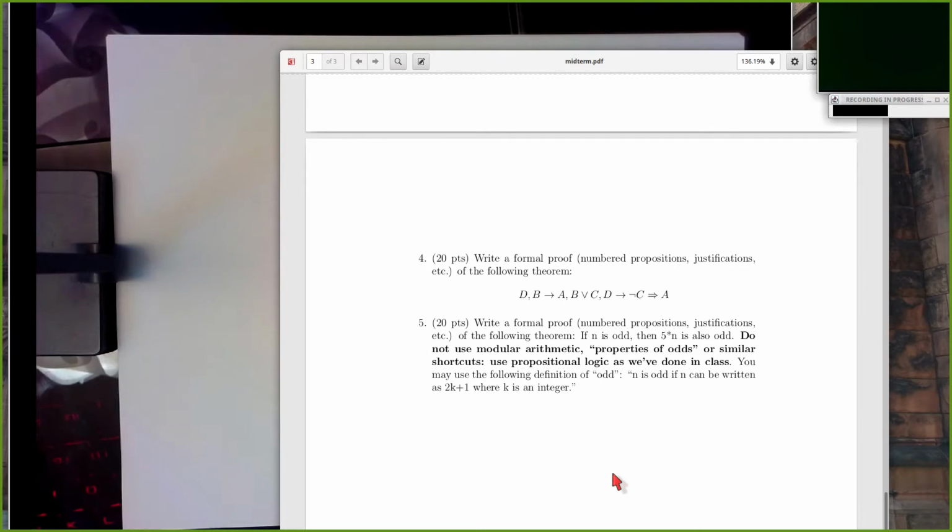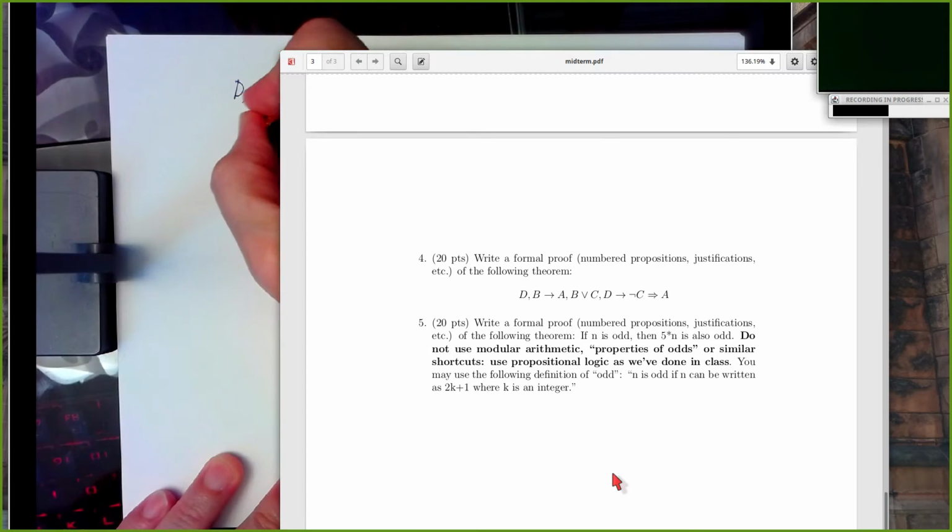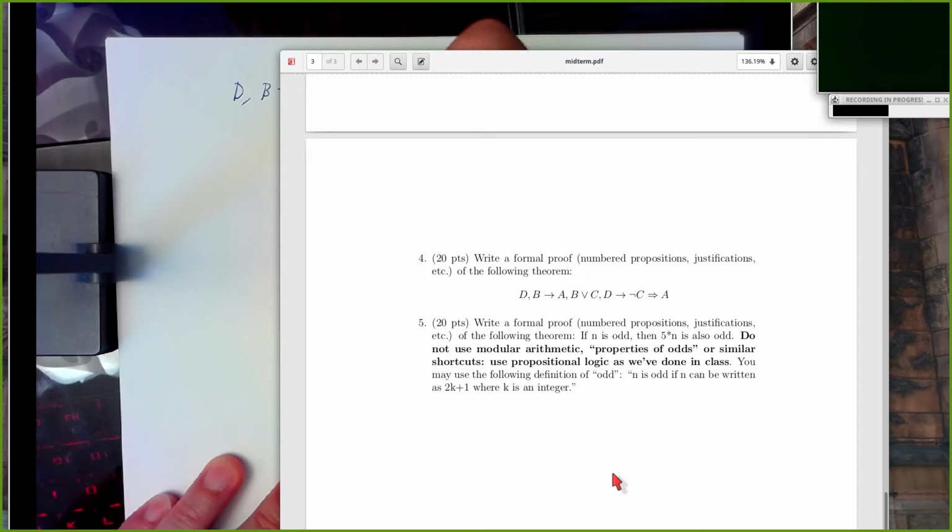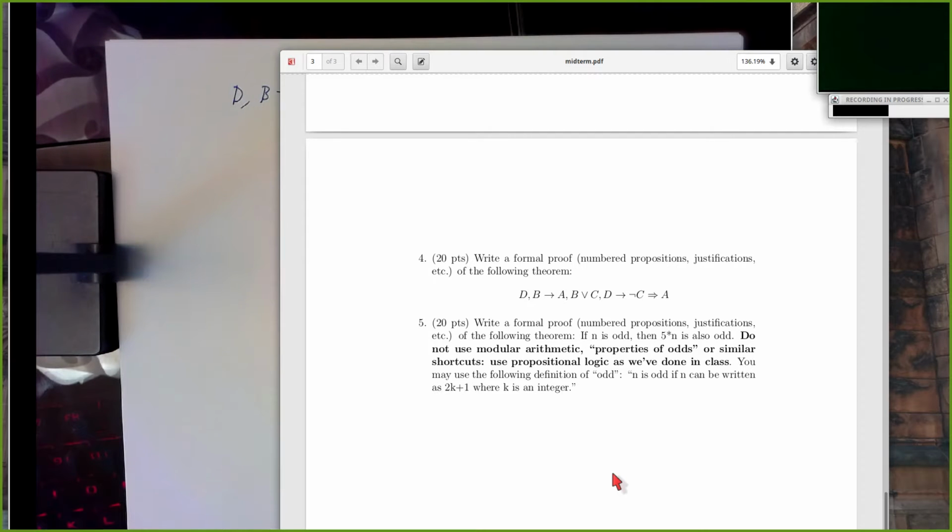All right, and then the two proofs. So this first proof, by and large, people did really well on this. So let me write this down. D, B implies A, B or C. D implies not C. And all of that implies A.